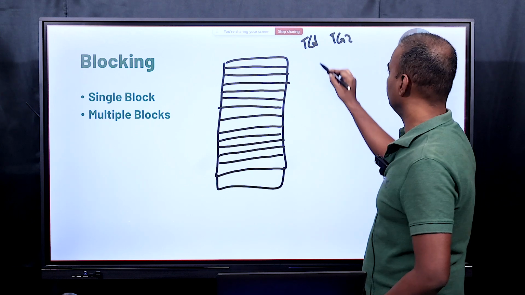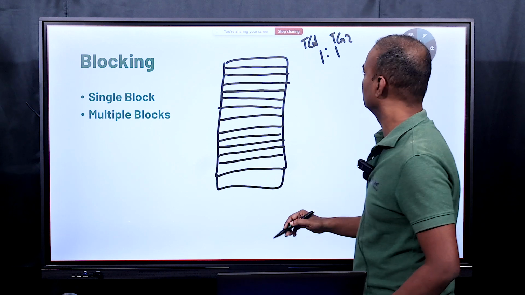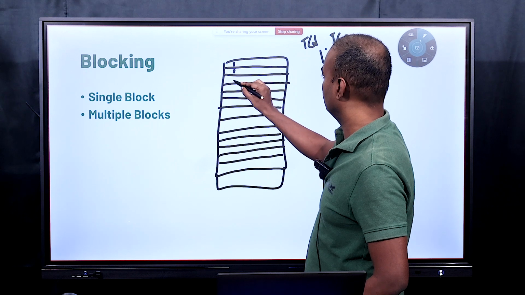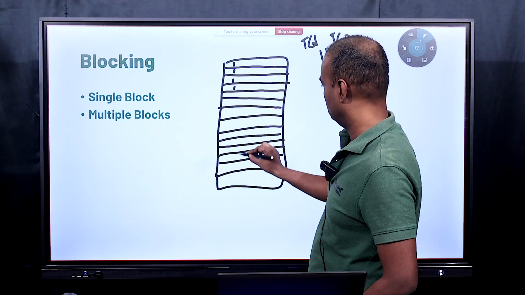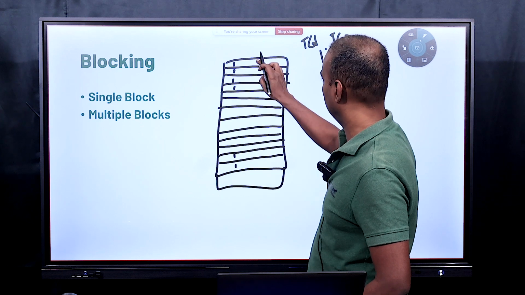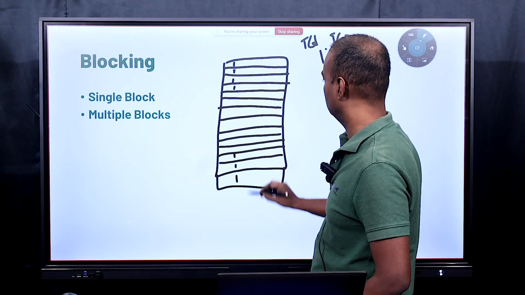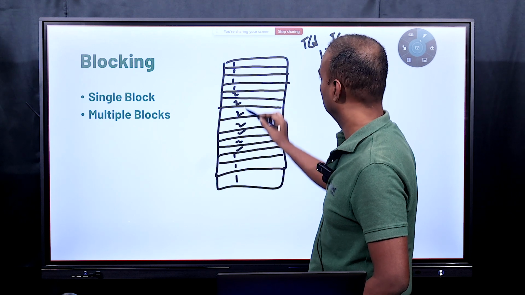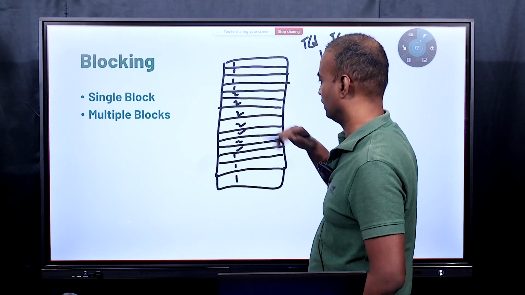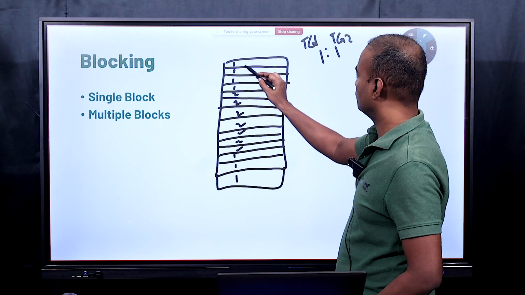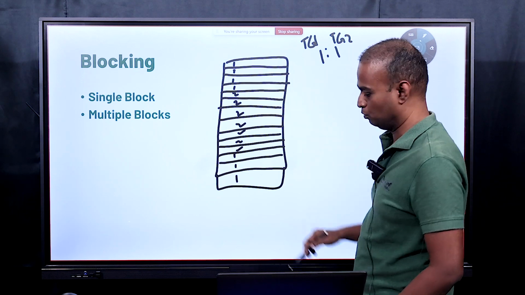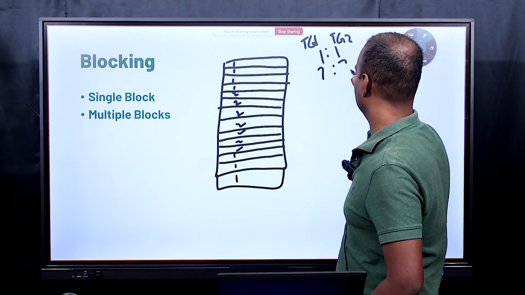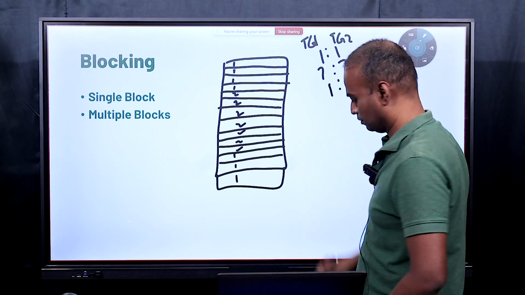I want to achieve the ratio of 1:1. We will check. So 1, 1, 1, 1, 1, 1, 1 — seven of them. Then 2, 2, 2, 2, 2, 2, 2, seven of them. This is for treatment group 1, TG1, and these are for treatment group 2. Overall, I have 7:7, right? So my treatment ratio is 1:1.